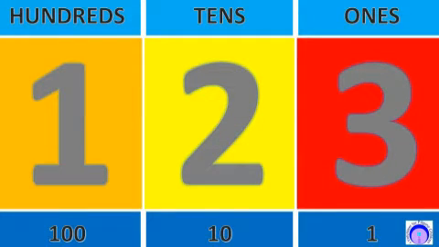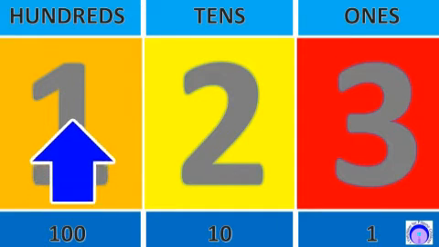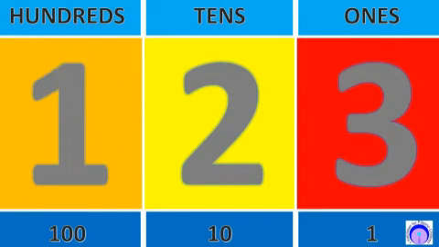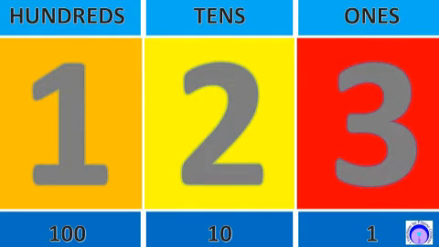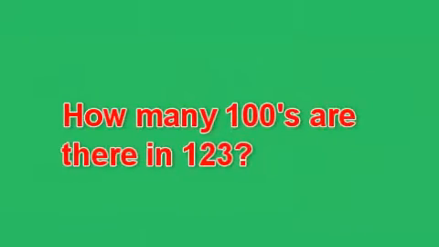This number is 123. Digit 1 is in the hundreds place, while digit 2 is in the tens place, and digit 3 is in the ones place. Ito ang tanong, how many hundreds are there in 123?